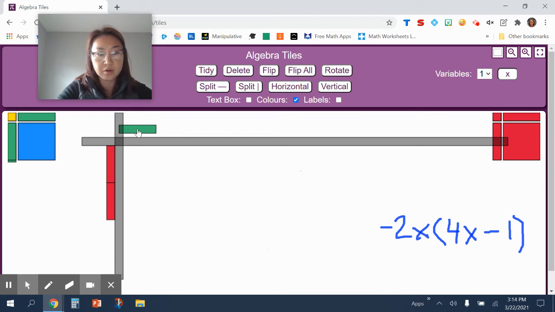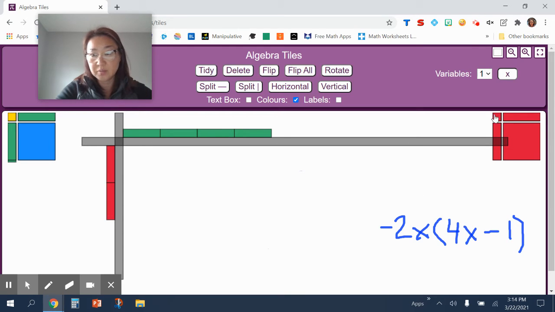So 4 positive x's, so 1, 2, 3, 4. And then I have a minus 1, so I'm going to bring the red one over. Okay, so now my algebra tiles are ready to be multiplied. So I actually have 2 rows of red x's. So I'm going to do one of them at a time. Let me do this one.